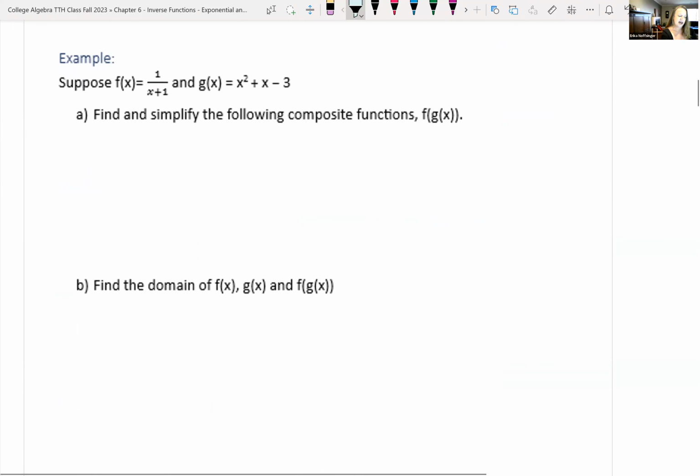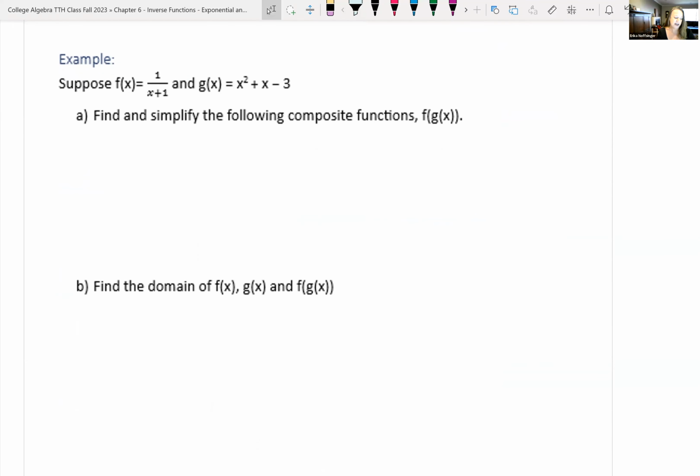Okay, so let's look at some examples. Suppose that you're given f of x is 1 over x plus 1, and you're given g of x is x squared plus x minus 3. We want to first find and simplify the composite function f of g of x. If it helps you, we can rewrite this as f of our g of x function, which is x squared plus x minus 3.